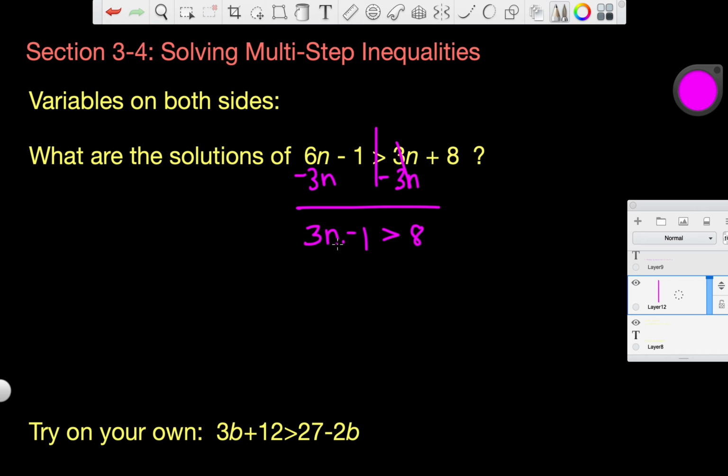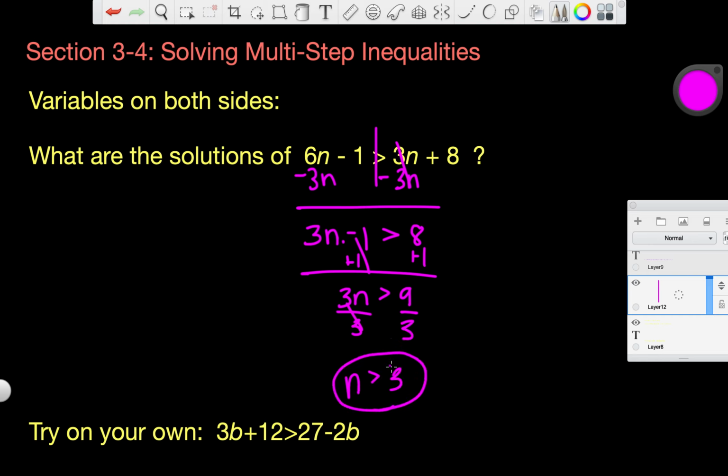Now I have a two-step inequality, right? I want to move this negative 1 to the other side by adding it. I'm left with 3n is greater than 9. Now I must divide to get this 3 to the other side. So I'm left with n is greater than 3.